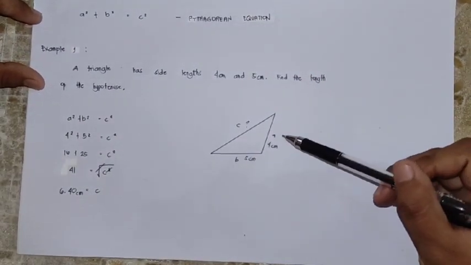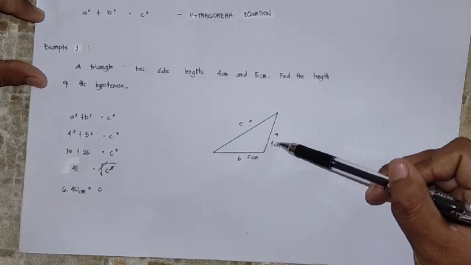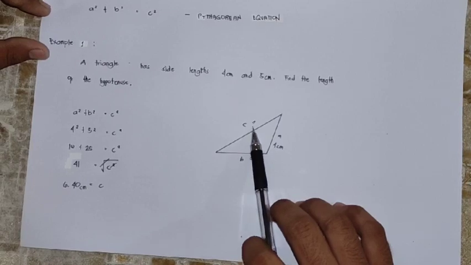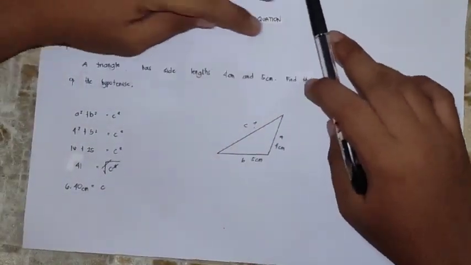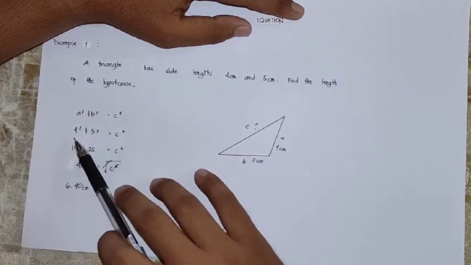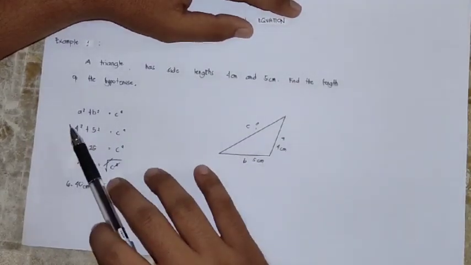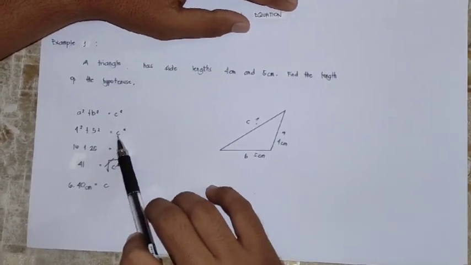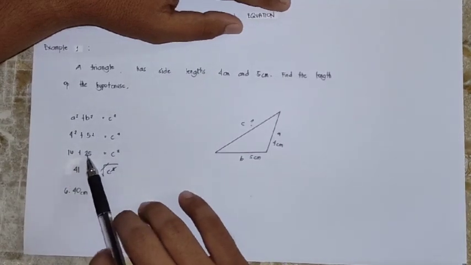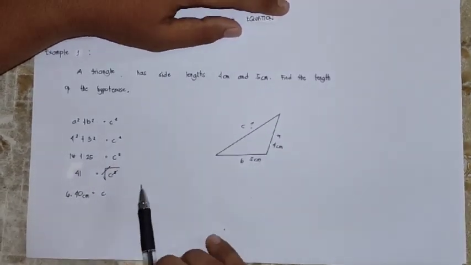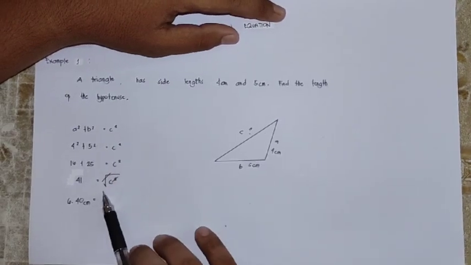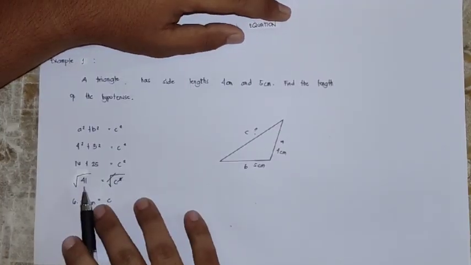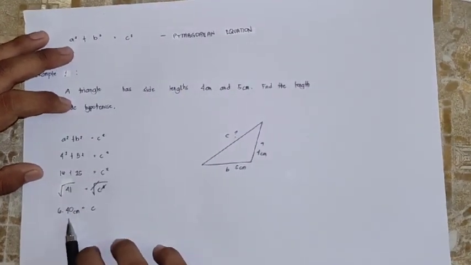So this is our illustration. The value of our A is 4, the value of our B is 5. Then we will find the value of our hypotenuse. A squared plus B squared is equal to C squared. So we will substitute the value of our A, which is 4, plus the value of our B, which is 5, then is equal to C squared. Then 16 plus 25 is equal to C squared. And then we will need to cancel out the squared. So, the square root of C squared is equal to the square root of 41. So, the value of our C is 6.40 centimeters.